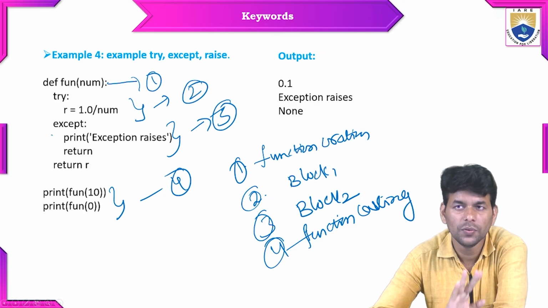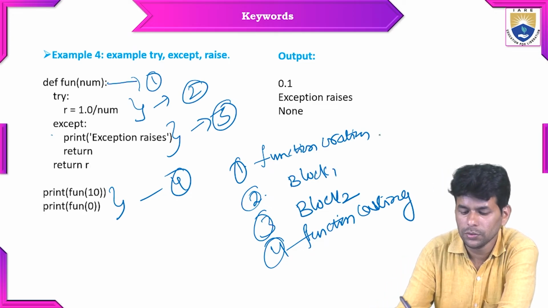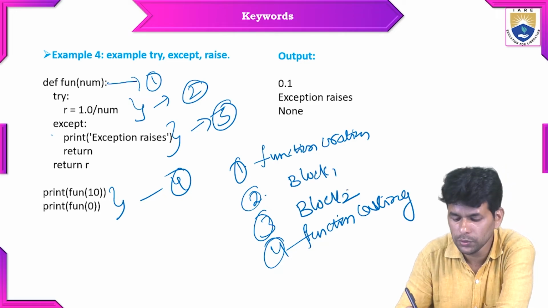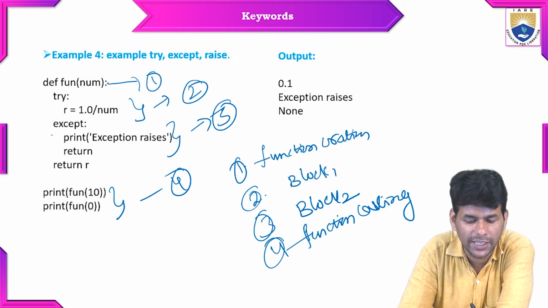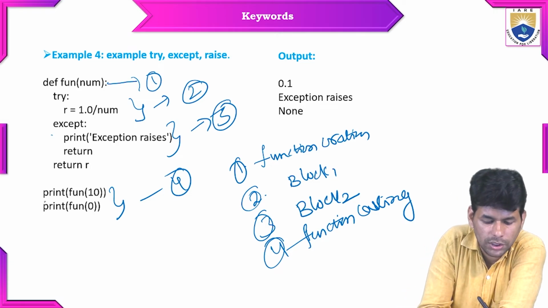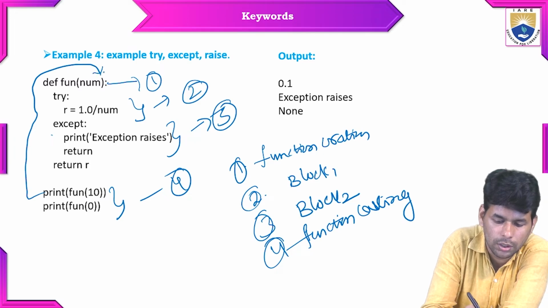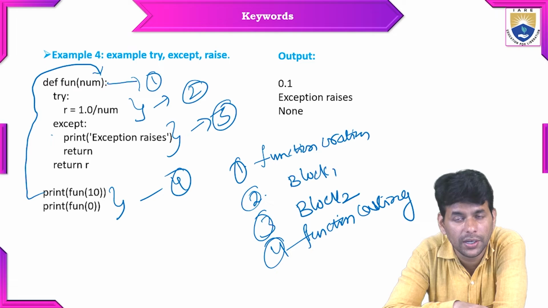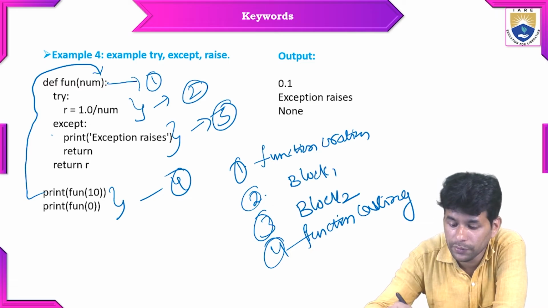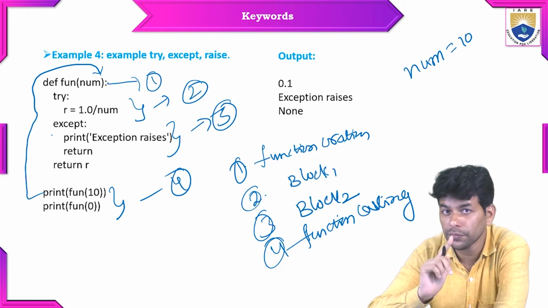I have taken the 4 values here. Is that clear? Very simple. Let us see. I have created the function, block 1, block 2, and then function calling. First I have passed the value 10 to my function. This goes to this function. Now the first print of fun of 10 means the value of num becomes 10 for the first time.